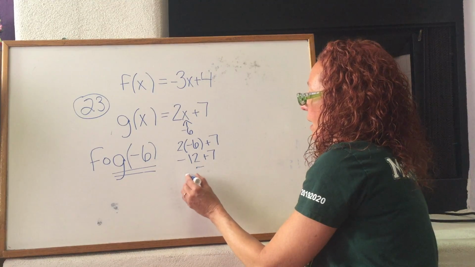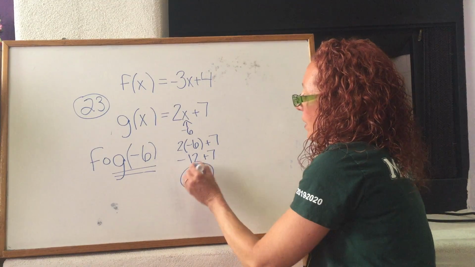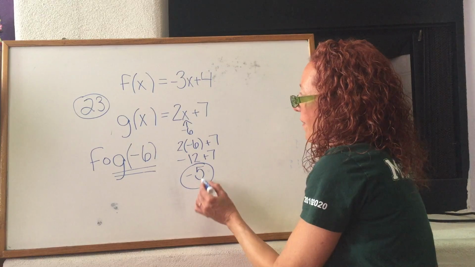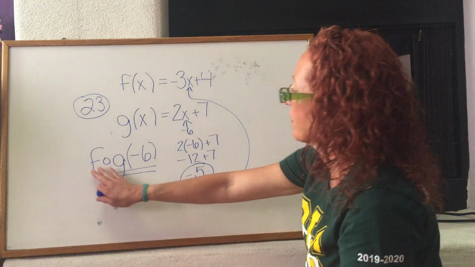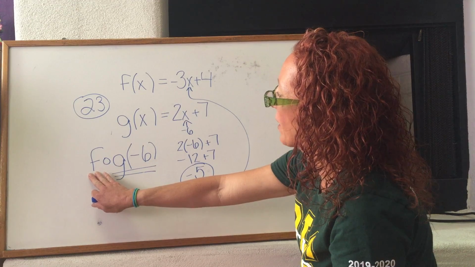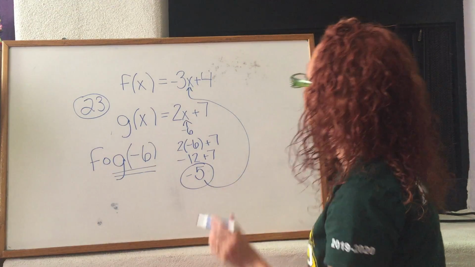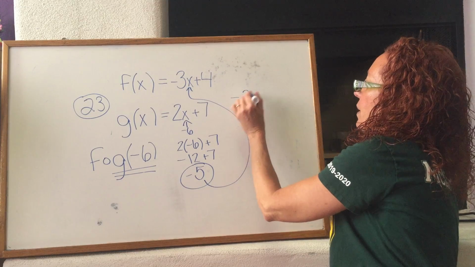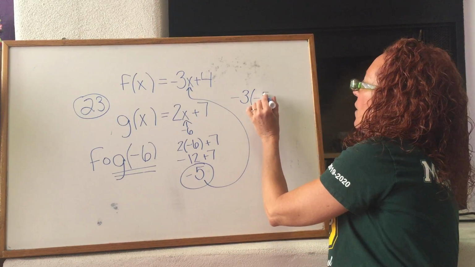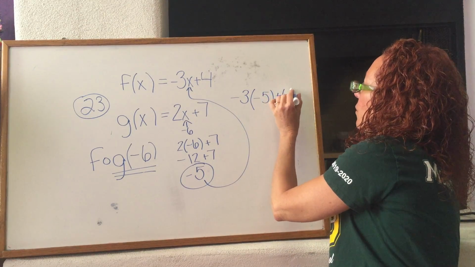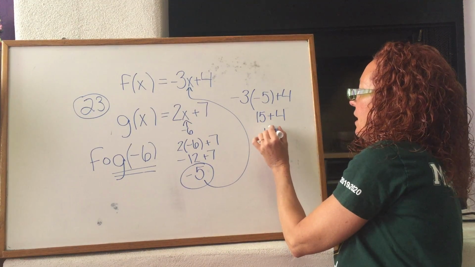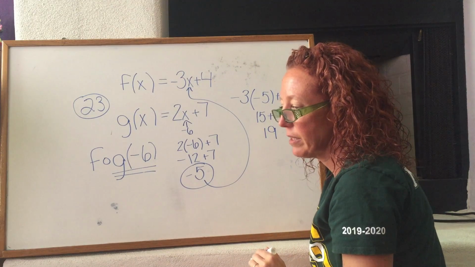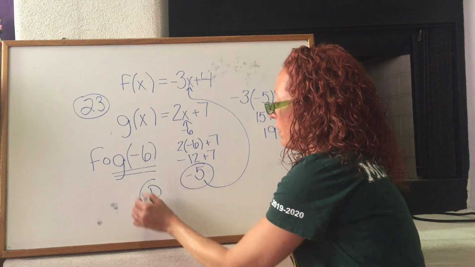is a -5. Oops. And now I'm going to take that value and come all the way up here and plug it in, substitute it in for the f of x, working from right to left. And so -3 times -5 plus 4 is 15 plus 4, which is 19, making the correct answer D.